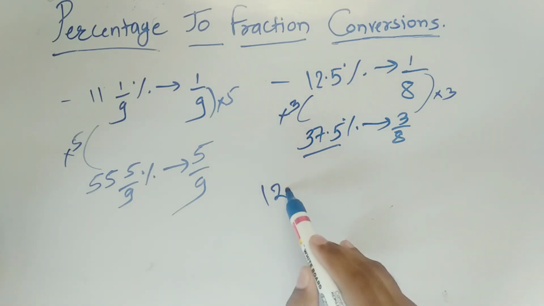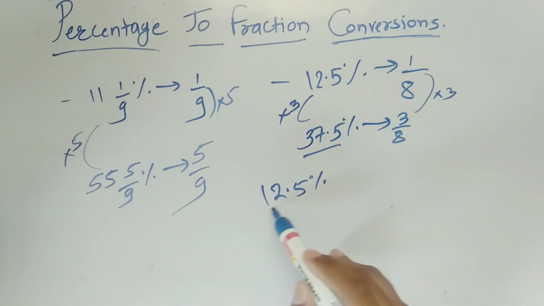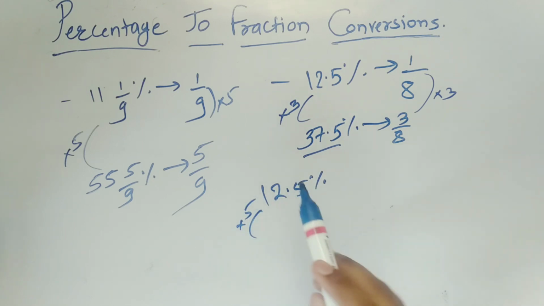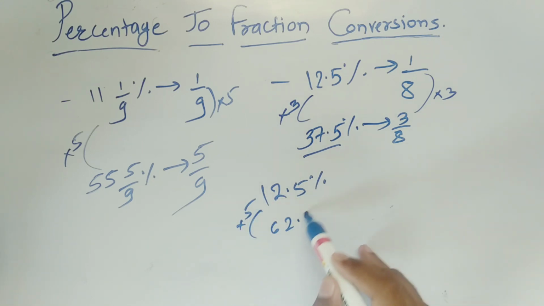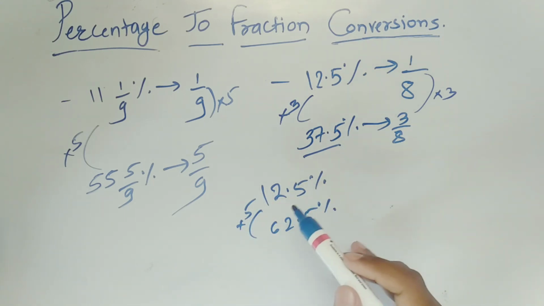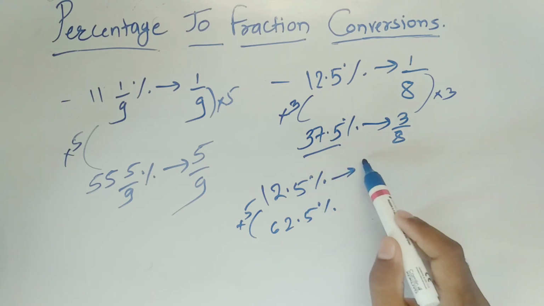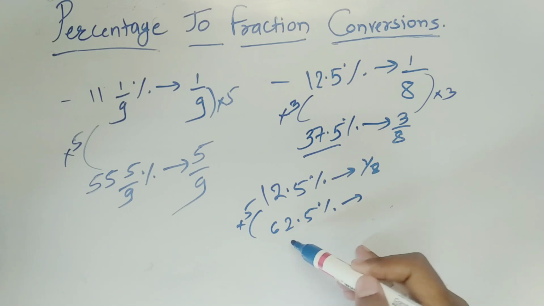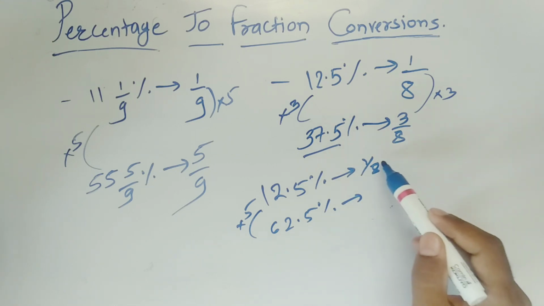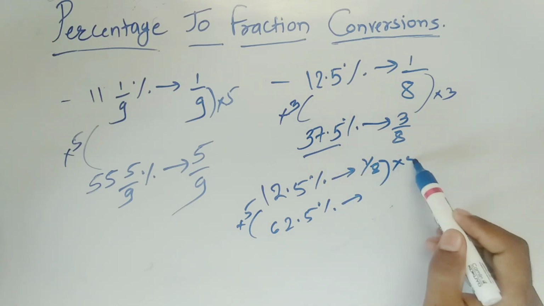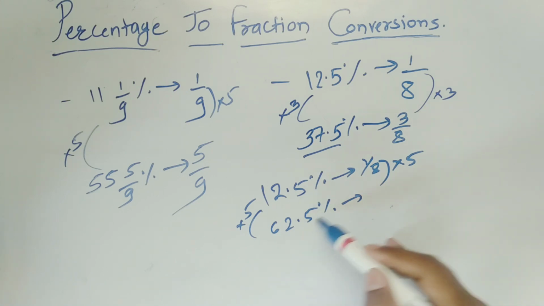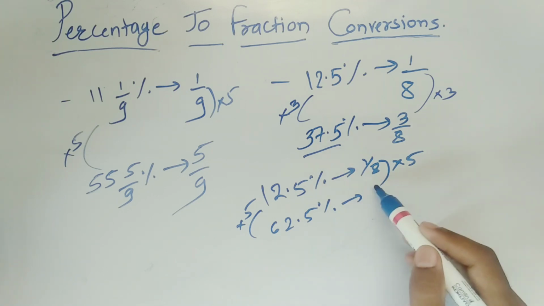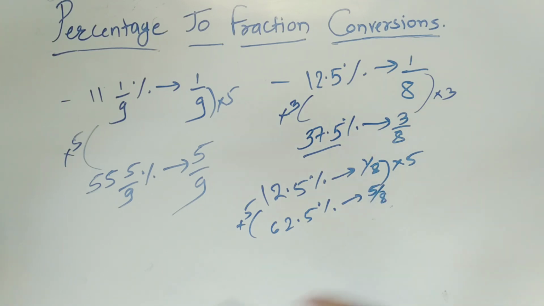Moreover, when this 12.5% is multiplied by 5, we get 62.5%. But we know the value of 12.5% is 1 by 8. So to obtain the fraction value of 62.5%, just multiply this ratio by 5. So we'll get the fraction value of 62.5% as 5 by 8.